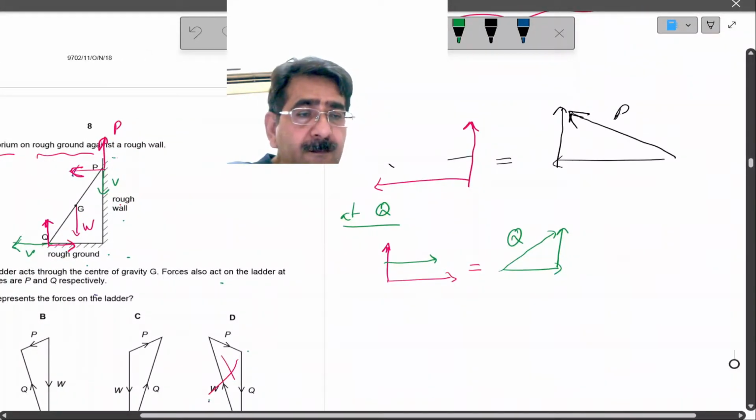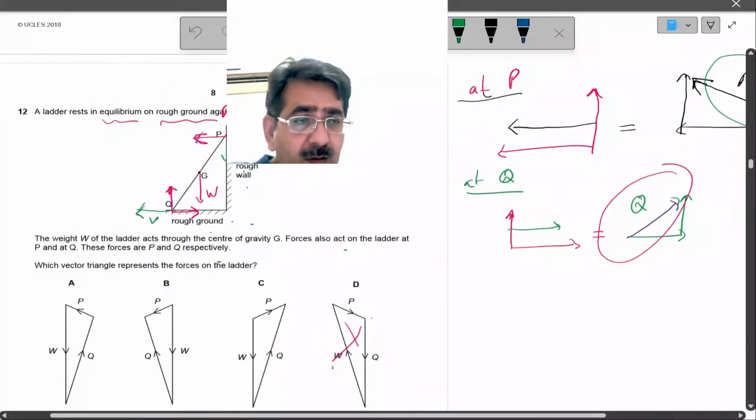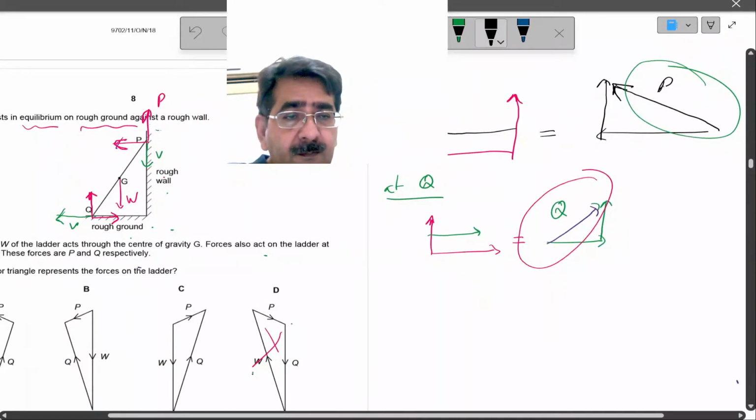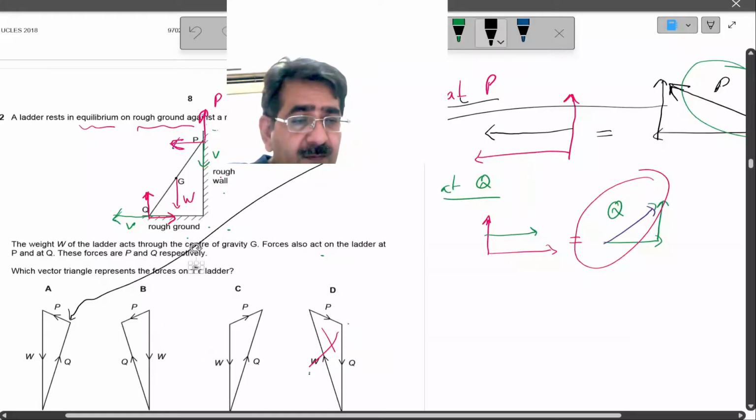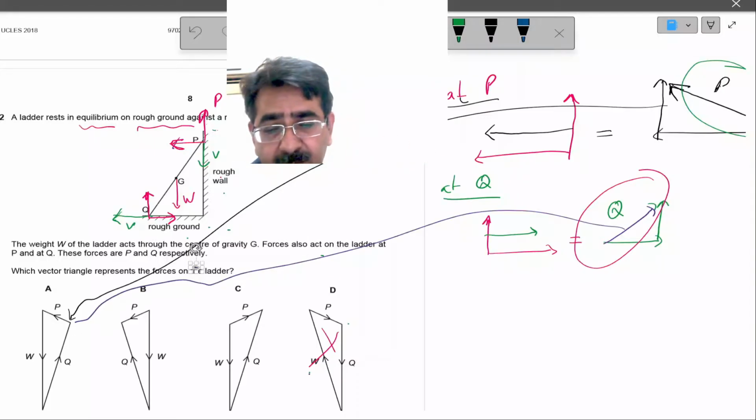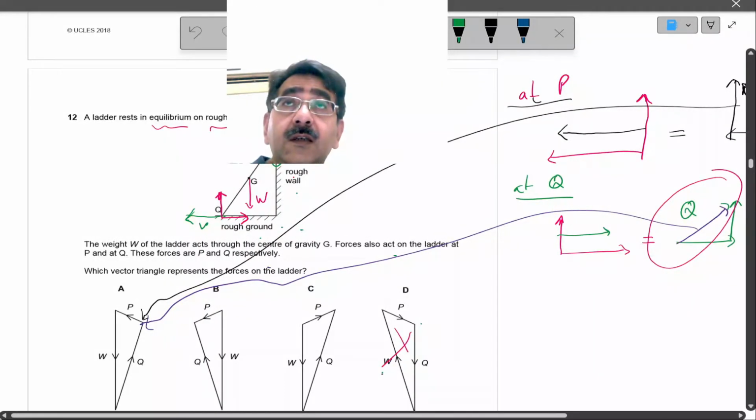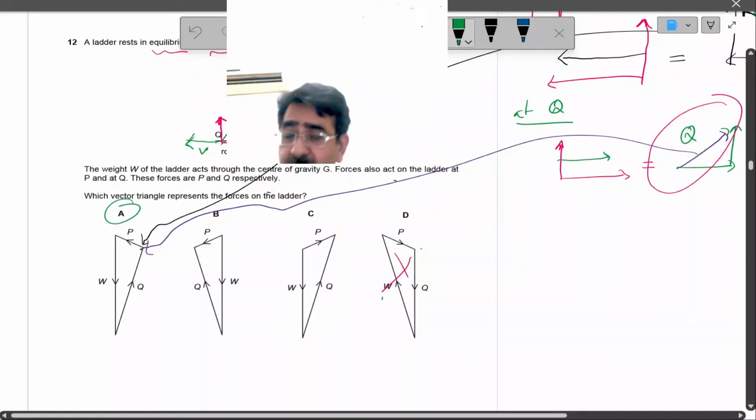This will be P, and this will be Q. This is P, and the resultant of Q. So from here, the answer will be straightforward, that is A.